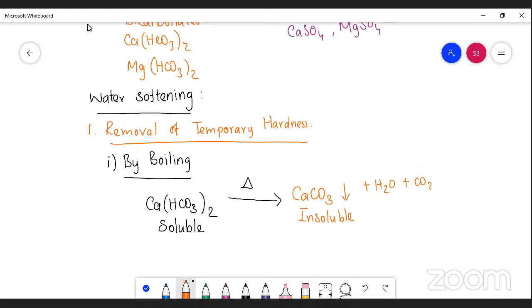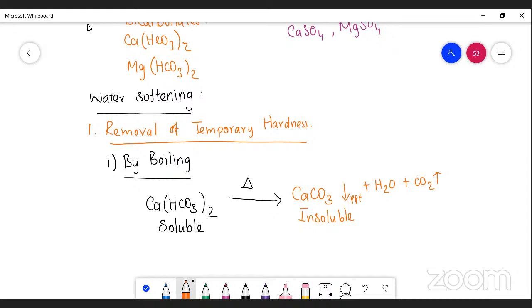Now, you know the upward arrow and the downward arrow in a chemical reaction. What is the meaning of the upward arrow? It is a gas, so it will be liberated. Then, what is the downward arrow? The downward arrow represents precipitation. Calcium carbonate gets precipitated and settles at the bottom of the container, so it can easily be removed, and the temporary hardness is removed.